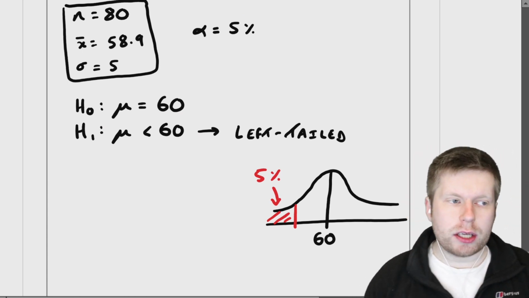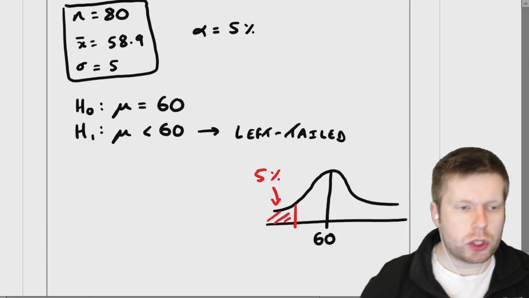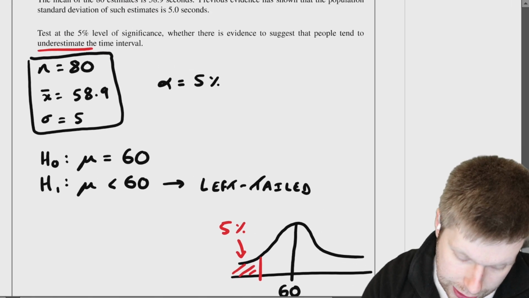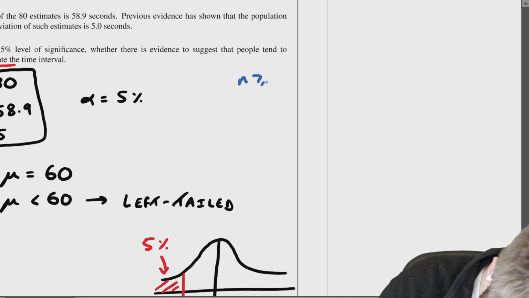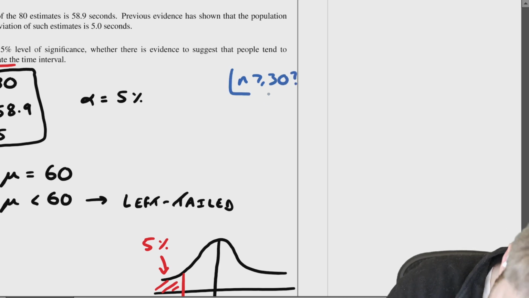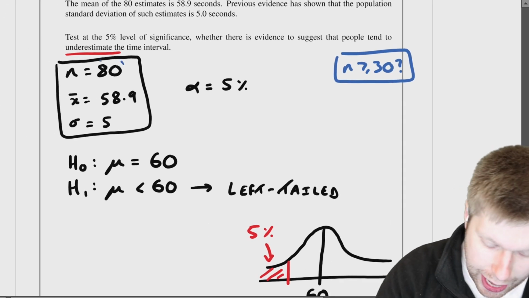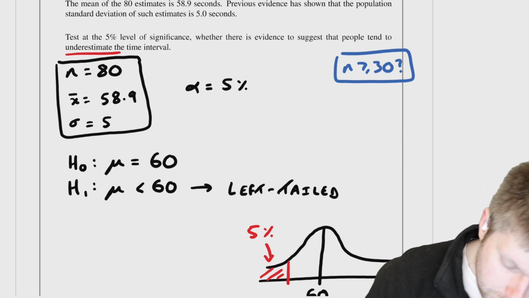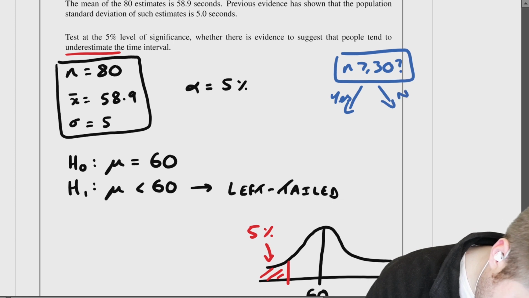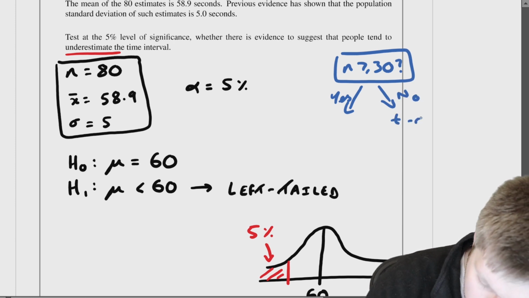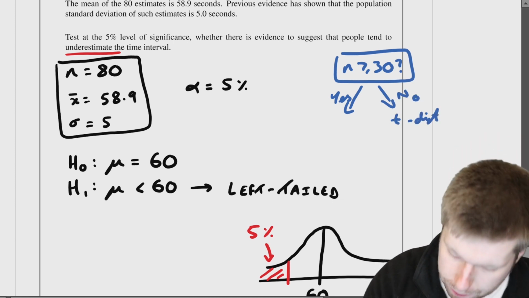So first things first, I need to work out, am I using a t-distribution or am I using a z-distribution? So let's go over here. First of all, I need to ask the question, have I got a sample size which is greater than or equal to 30? In this case, yes, I have. I've got 80 people in my sample. That's more than big enough to satisfy that condition. Obviously, if it wasn't, I would use the t-distribution.